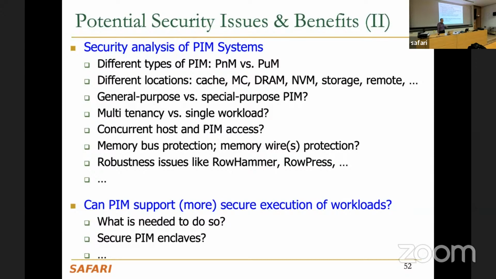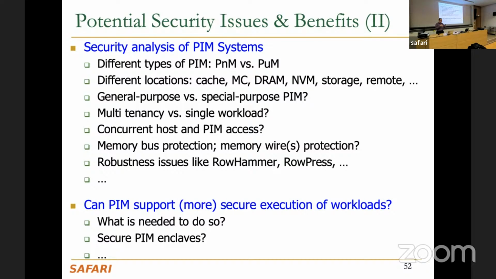So there are issues and benefits we discussed, like security analysis of PIM systems. The design space is actually quite huge, so there are a lot of things that we need to study here. We have different types of PIM, like processing near memory versus processing using memory. Different locations where we implement PIM, like in cache, memory controller, DRAM, non-volatile memory, storage, remote, or some other places. It is general purpose or special purpose PIM, multi-tenancy or a single workload, concurrent host and PIM access, memory bus protection, and robustness issues like RowHammer and RowPress. So there are a lot of things and so on and so forth that you need to consider.